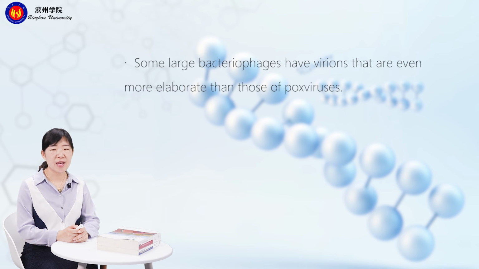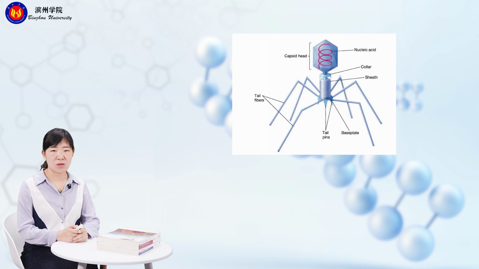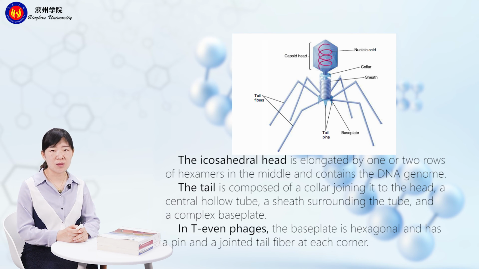Some large bacterial phages have virions that are even more elaborate than those of poxviruses. The virions of T2, T4, and T6 phages, which we call T-even phages, that infect E. coli are said to have binal symmetry because they have a head that resembles an icosahedron and a tail that is helical. Look at this picture. This T-even bacterial phage has a capsid head. The icosahedral head is elongated by one or two rows of hexamers in the middle and contains the DNA genome.